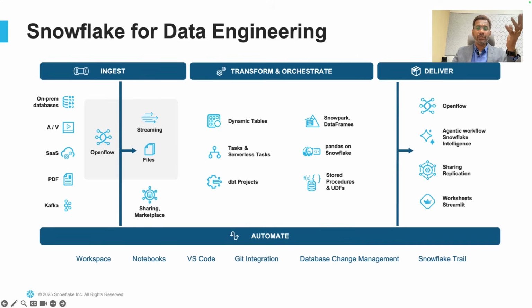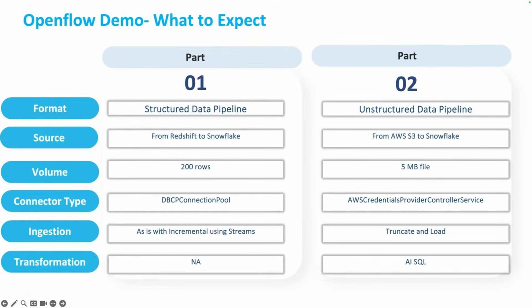And at the bottom, you see the automate layer, where notebooks, workspaces, VS Code integration, and Git integration are all natively available on Snowflake. So I will not spend much time here. For today's session, what we are going to do is primarily cover two specific use cases.